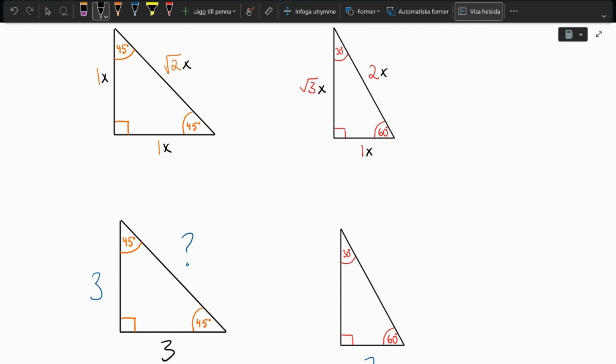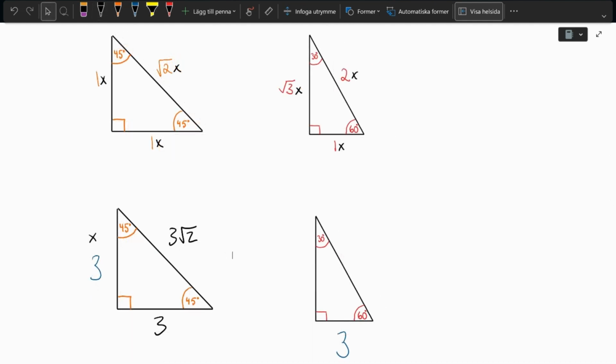And to find that final third side, we can also use Pythagorean's theorem. Or by knowing that it should be root 2 times x. In this case, x is 3. It'll be 3 root 2. So we can rewrite that as 3 root 2.